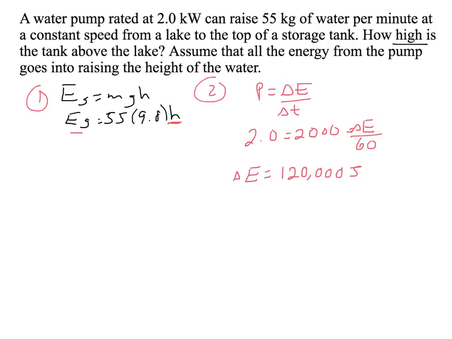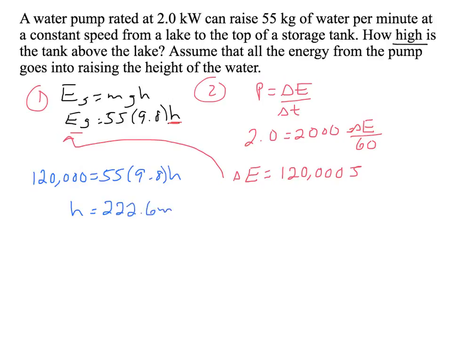Now we can plug that E value in there, and we can say 120,000 equals 55 times 9.8 times H. When you do your rearranging, you get a height of 2.6 meters, and then you get a height of 2.2 times 10 to the 2 meters.